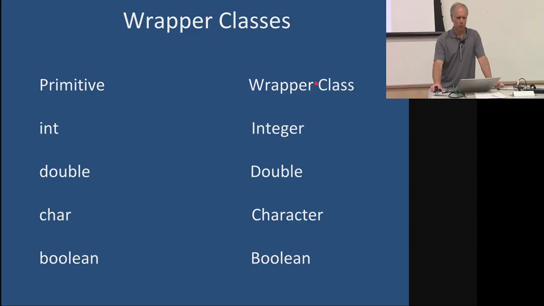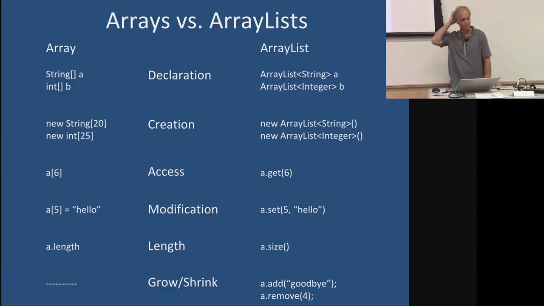And if you want an array of doubles, you have to spell it with a capital D. If you want an array of chars, you have to say Character with a capital C, and Boolean with a capital B. What a crock. I hate that, but that's just the way it is.